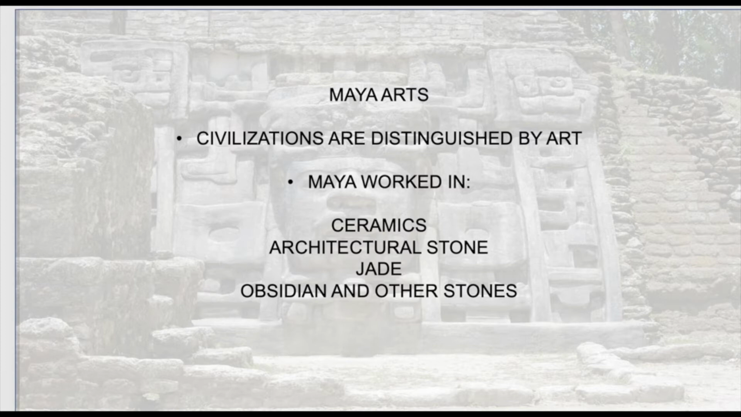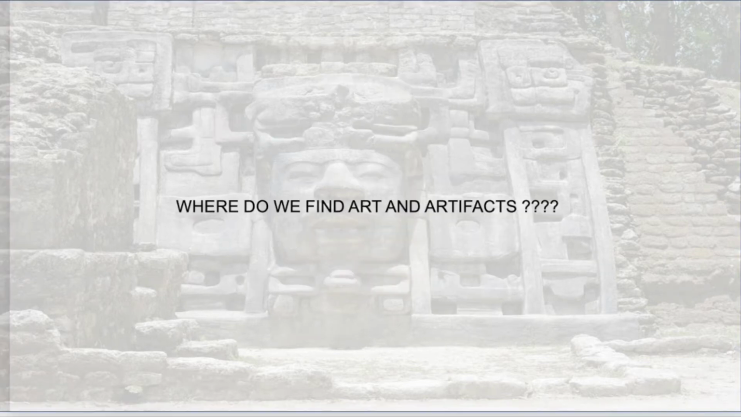Maya arts. When civilizations advance from simple survival mode, the transition is usually accompanied by development of art forms. The Maya developed very distinct art forms, and we're going to look at four today. The first is ceramics, then jade, architectural stone, and obsidian and other stones. But first of all, where do we find Maya art objects and artifacts?